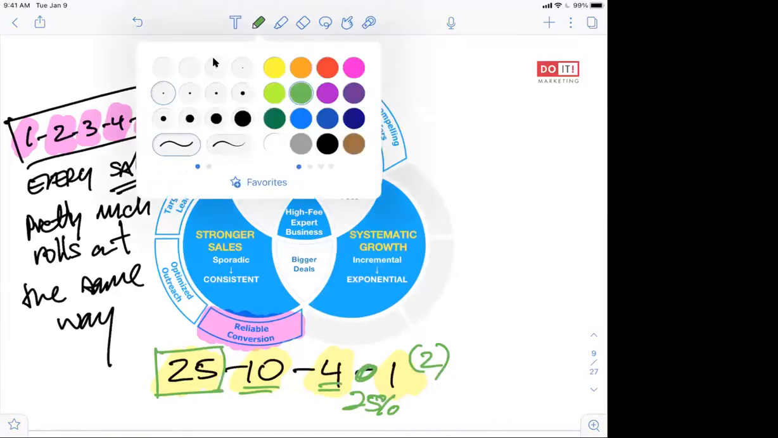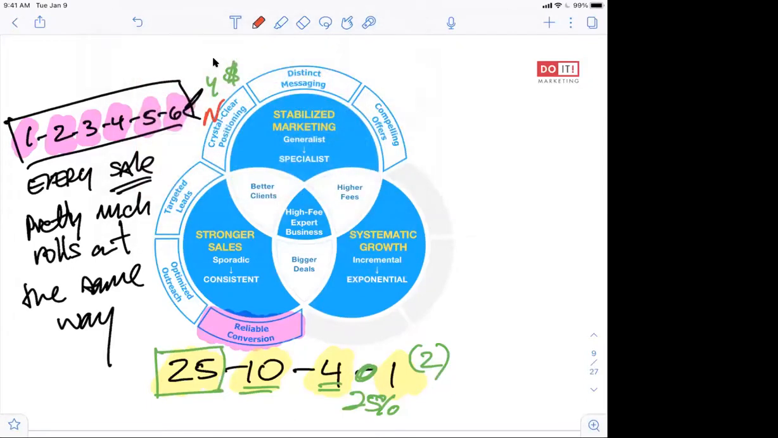Here's where this breaks for some people. They say, David, I have no problem doing this. I talked to 4 people. Nobody buys. 25, 10, 4, 1 is very different than 25, 10, 4, 0. So it's a world of difference. It's a gigantic difference. 25, 10, 4, 0 means that you have a serious sales and revenue and income problem.